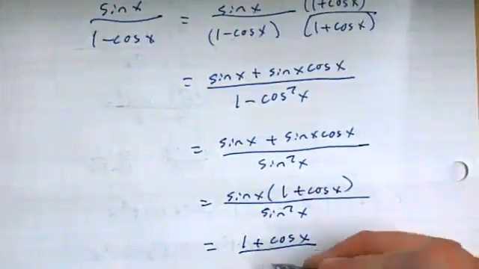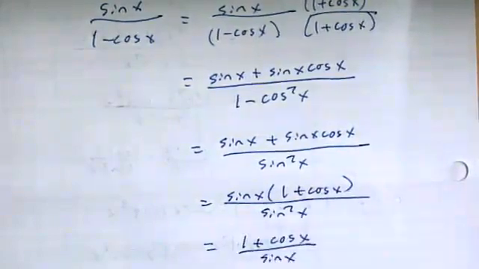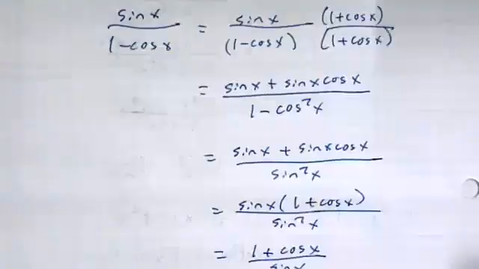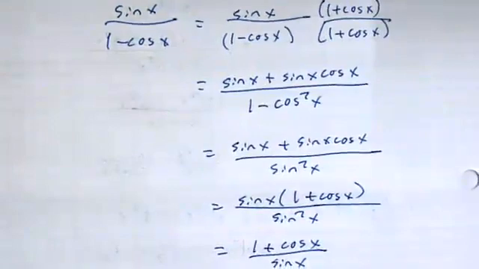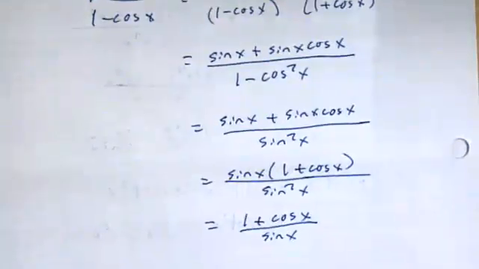over sine x, is that what we're trying to get? No, we're trying to get secant plus 1 over tangent. Whew. Oh, so we need like another one. So we're going to multiply it by a fancy one to make that happen. Secant plus 1 over tangent.